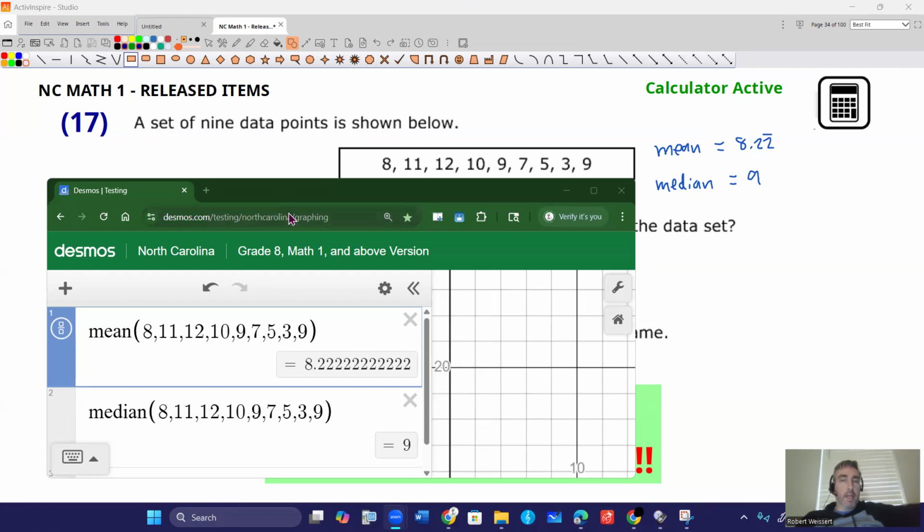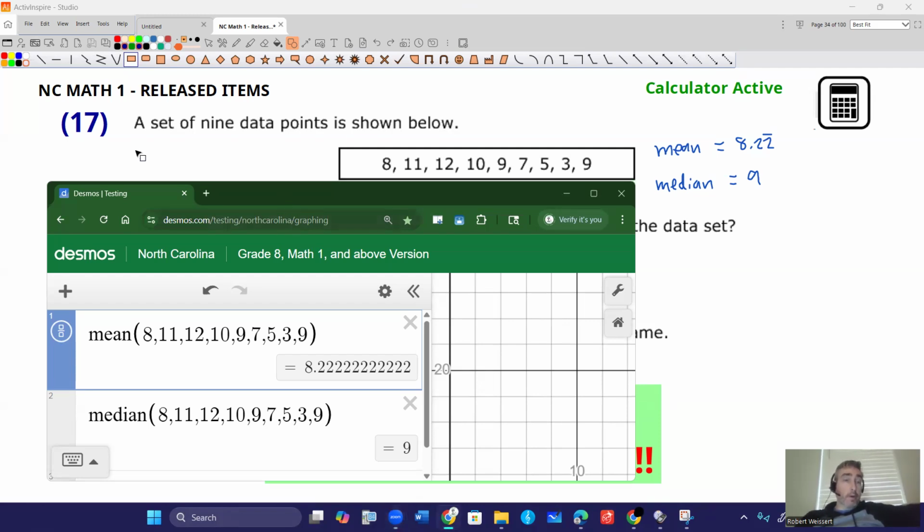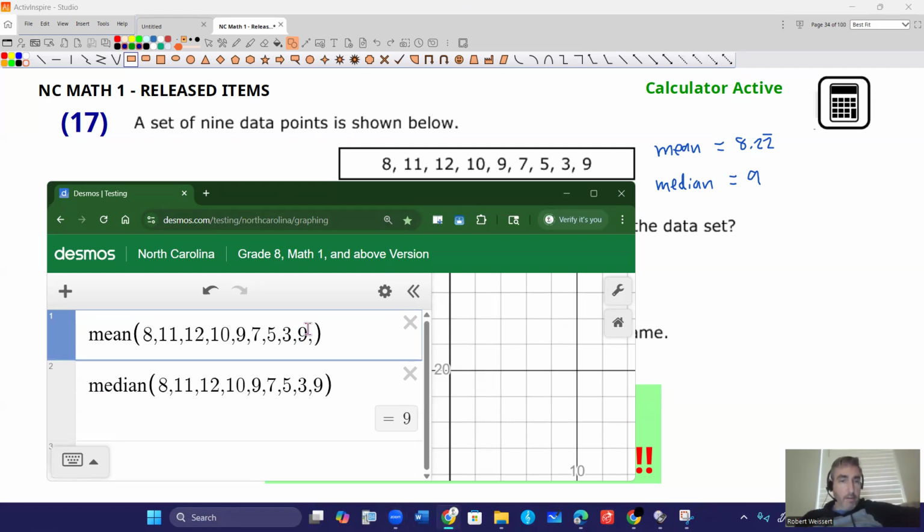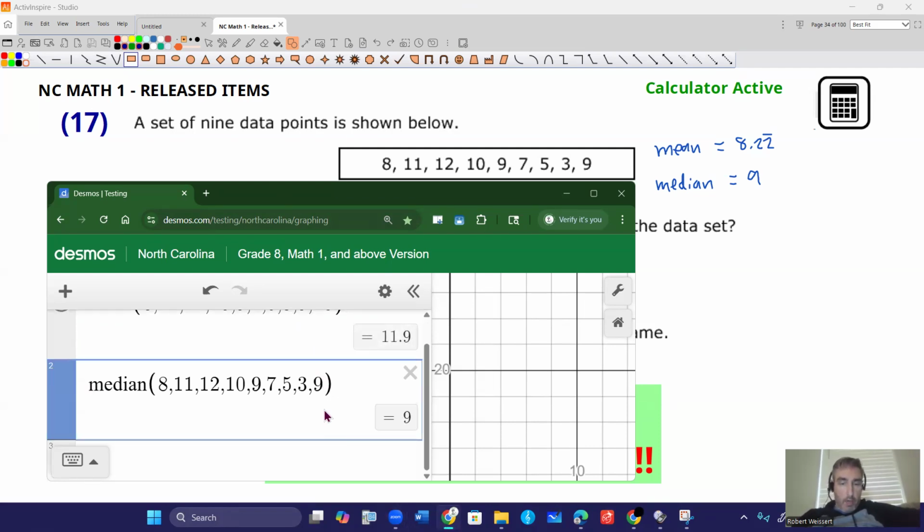Well, what happens if we add the point 45 to the data set? You can just go over here and literally type in comma 45. So if 45 were part of your data, then my new mean would be 11.9, and the new median would still be 9.